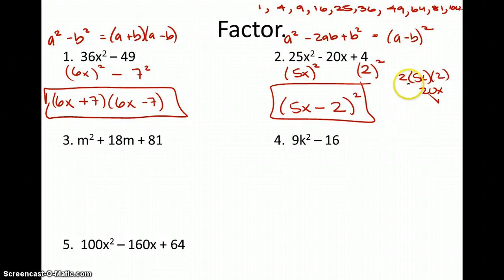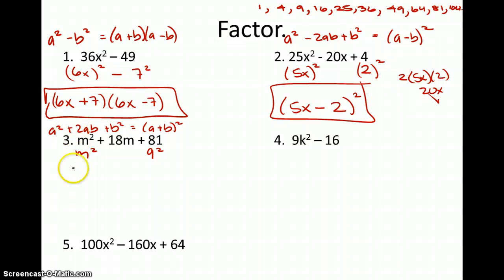Okay, let's try number 3. If you get a little bored, I know some of you guys do that, for 3 and 4, you can press pause, or you can fast forward through my explanation and then make sure that you have the answer correctly done. But what squared gives me m squared? M squared. What squared gives me 81? 9 squared. The pattern I'm using for this one is a squared plus 2ab plus b squared is equal to a plus b squared. Not unlike number 2, the only difference is that because this is plus, when I write this out, this would be m plus 9 squared is my answer.